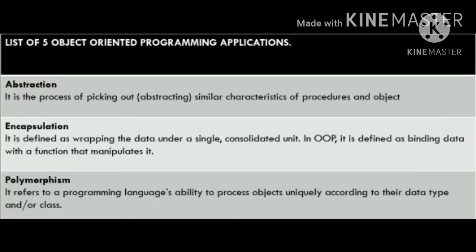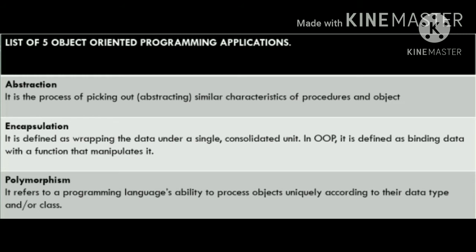List of 5 object-oriented programming applications. First, abstraction. It is the process of picking out, abstracting, similar characteristics of procedures and objects. Second, encapsulation. It is defined as wrapping the data under a single consolidated unit. In OOP, it is defined as binding data with a function that manipulates it.